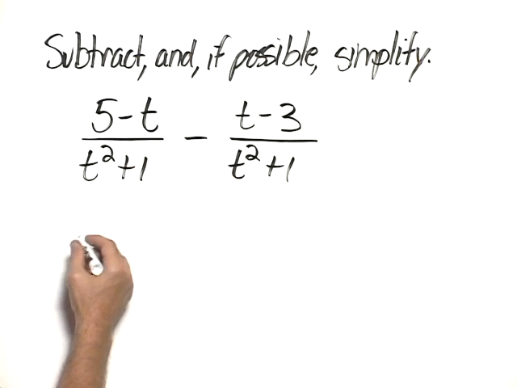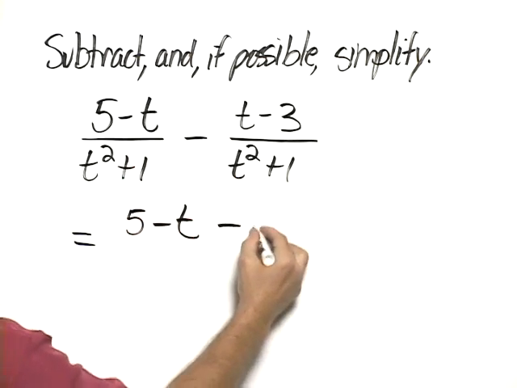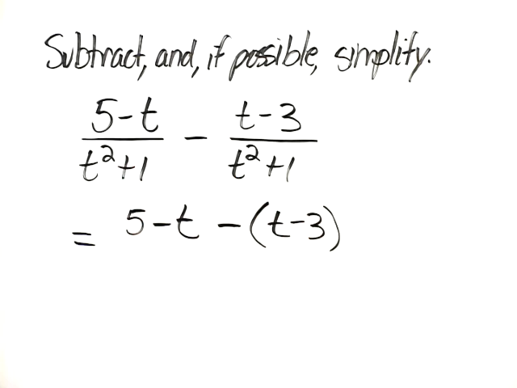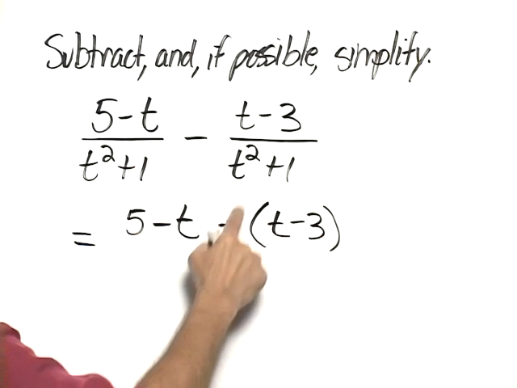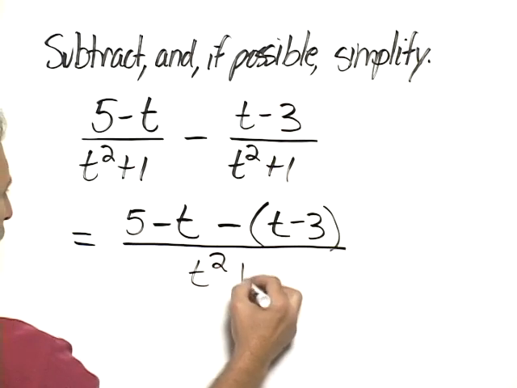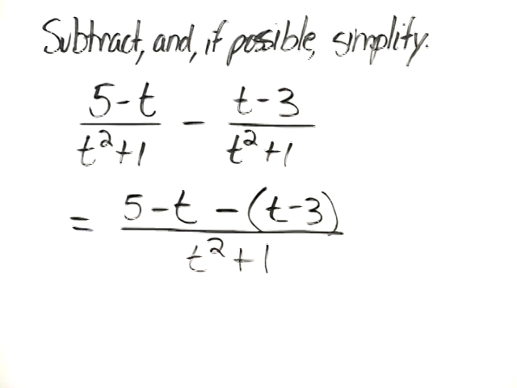and therefore we subtract the numerators. 5 - t minus, and notice that I'm putting t - 3 in parentheses to show that we're subtracting the entire numerator. We put all of that over the same denominator, t^2 + 1.